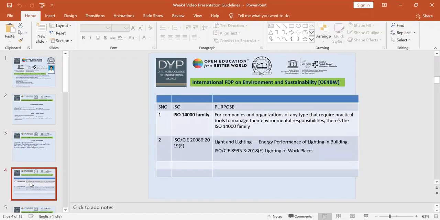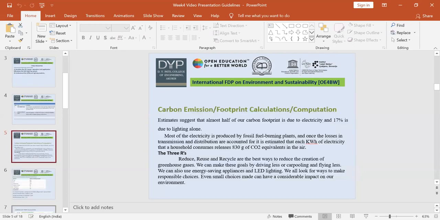And these are some ISO standards which are used for lighting systems, and the purpose is also given here. And this is the carbon emission or footprint calculation or computation.